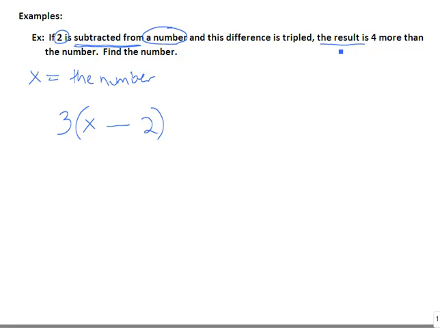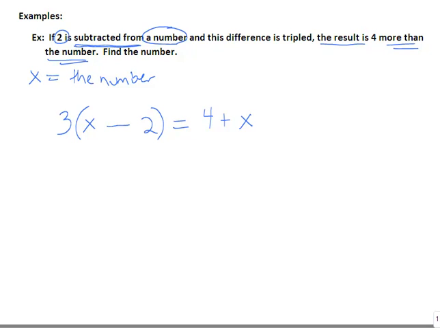Then it says the result is, that means equals, 4 more than means plus, so 4 plus the number, and the number was our x. So here's our equation: 3 parentheses x minus 2 equals 4 plus x. In words again, 2 is subtracted from a number, this difference is tripled, then the result is 4 more than the number. So here's our equation. That's the hard part. Setting up the original equation is usually the most difficult part of the problem.